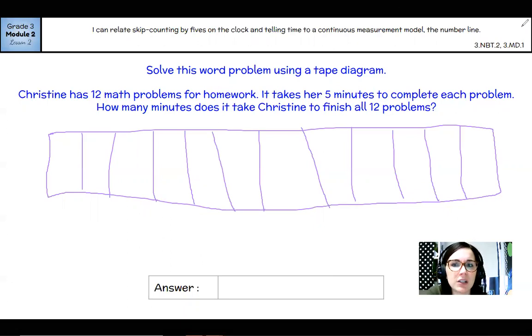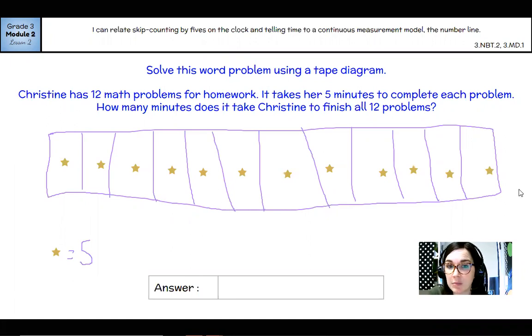Okay, and it takes her 5 minutes to complete each problem. So I'm going to make a little key here, and I'm going to say each star equals 5 minutes, because I think it's pretty easy for us to count by fives. So 5, 10, 15, 20, 25, 30, 35, 40, 45, 50, 55, 60.